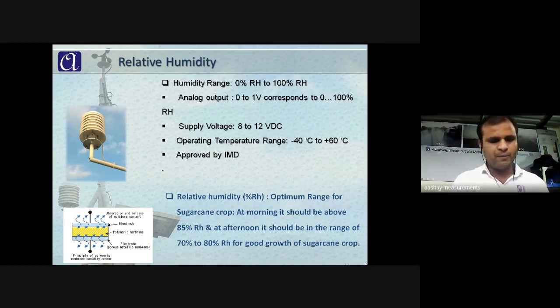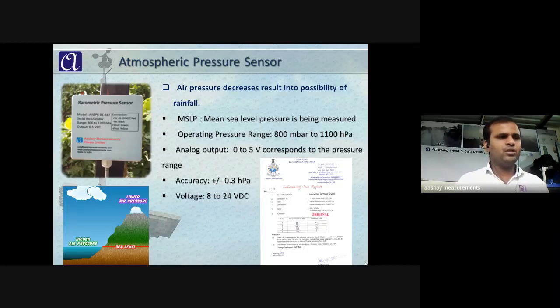The next sensor is the air pressure sensor. This air pressure sensor is used to measure the atmospheric pressure. By measuring the air pressure, you can do forecasting of rainfall. If the pressure reading goes down below 1000 hectopascal, then there is a possibility of rainfall on that day. So you can do short range forecasting by observing the reading of the pressure sensor.